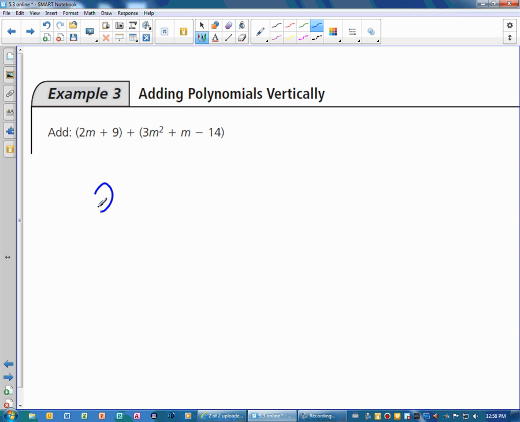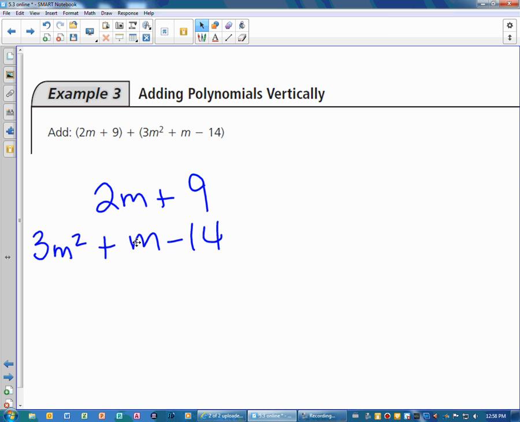So if I have 2m plus 9, and I want to stack that on top of 3m squared plus m minus 14, I can't go like this. I can't put 3m squared plus m minus 14 like that, okay? This is an m and this is an m squared. I can't group them. I can't group this 9 with this m. They're not like terms. So when you stack them, make sure you're stacking them so that the terms that are alike are underneath each other, like that.